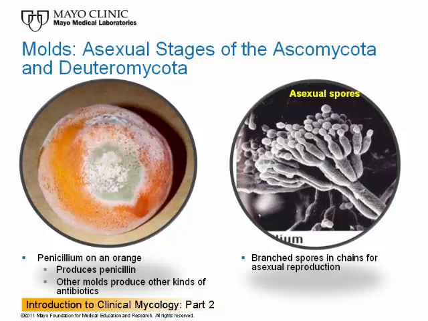If you look underneath the microscope on the right-hand side, you'll see it has some pretty elaborate looking structures, and at the very tip of what look like a little bottle-like structure are the conidia. Those are the asexual spores that are produced by penicillium, and those are a result of asexual reproduction.